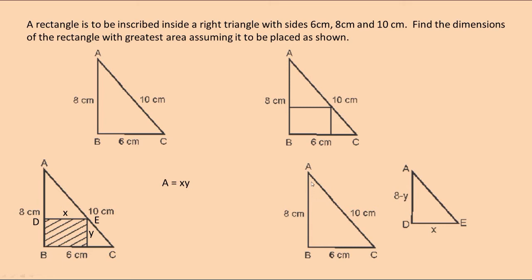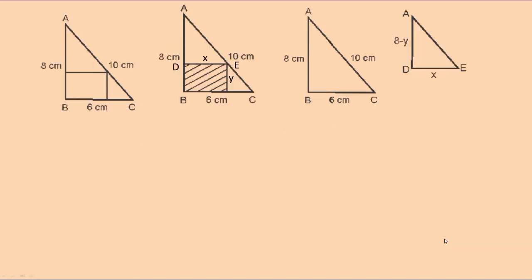How are they similar? This is angle A, this is also angle A. They are equal. Angle B is 90, angle D is 90, they are equal. The third angle will automatically be equal. Therefore, the two triangles are similar. You can see here, triangle ABC is similar to triangle ADE. If that be the case, AB by BC would be equal to AD by DE. But AB is 8, BC is 6, AD is 8 minus y, DE is x. You can refer to this diagram also. Try to express y in terms of x.